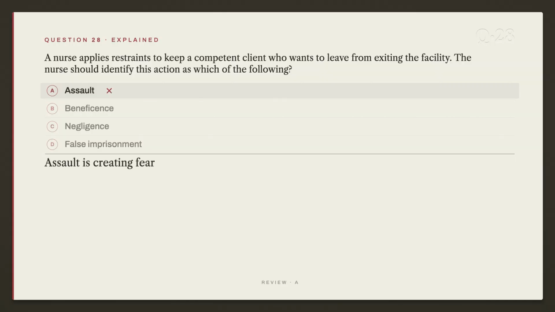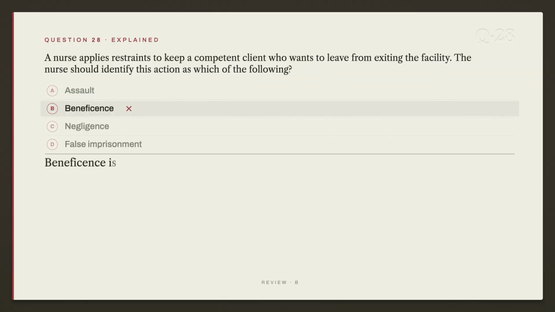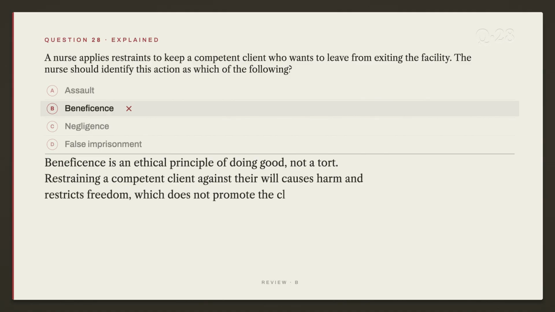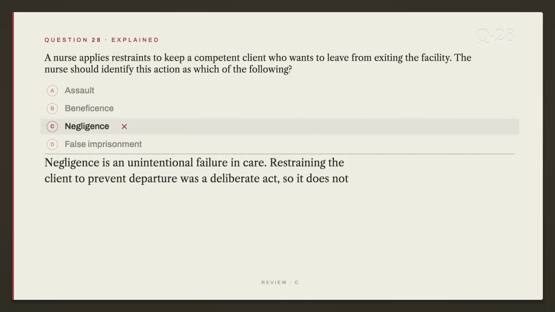A is wrong because assault is creating fear of harm without contact. The nurse did more than threaten, physically restraining the client, so the act goes past assault into unlawful confinement of the client. B is wrong because beneficence is an ethical principle of doing good, not a tort. Restraining a competent client against their will causes harm and restricts freedom, which does not promote the client's good. C is wrong because negligence is an unintentional failure in care. Restraining the client to prevent departure was a deliberate act, so it does not match the accidental nature that negligence requires.